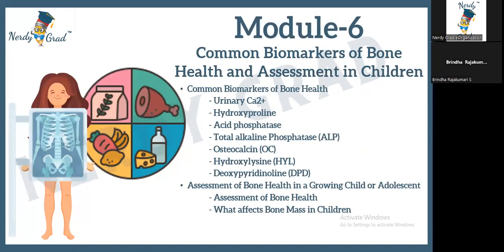In module 6, the common biomarkers of bone health and the assessment in children will be discussed, in which the common biomarkers of bone health include urinary calcium, hydroxyproline, acid phosphatase, total alkaline phosphatase, osteocalcin, hydroxylysine, deoxypyridinoline, and the assessment of bone health in a growing child or adolescent includes the assessment of bone health in children and how and what affects the bone mass in children.